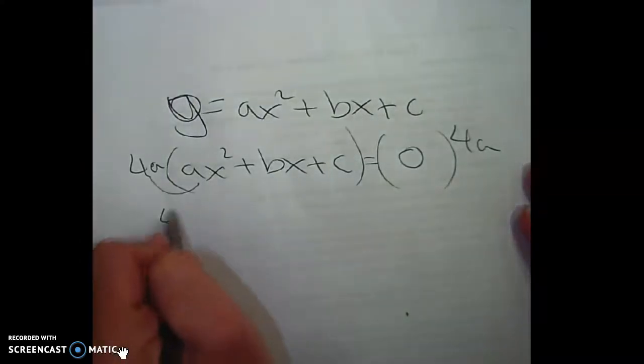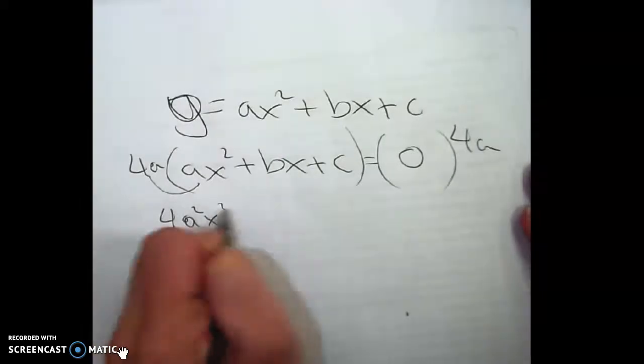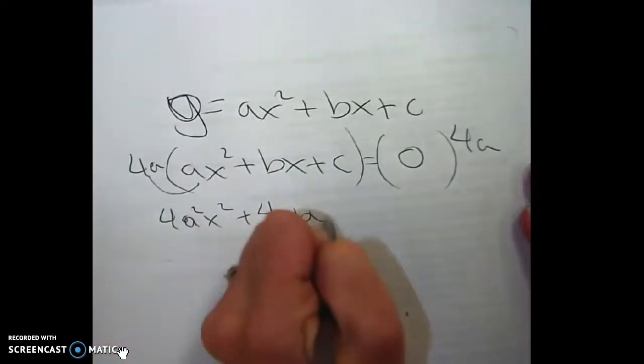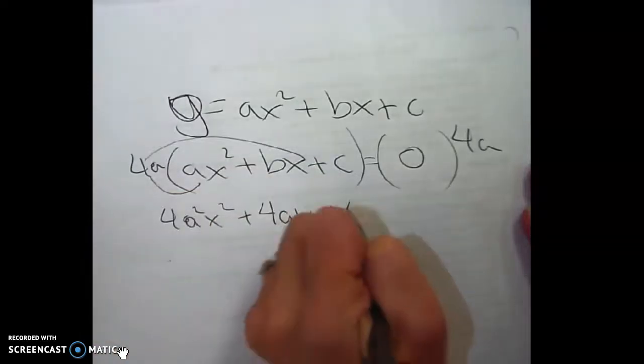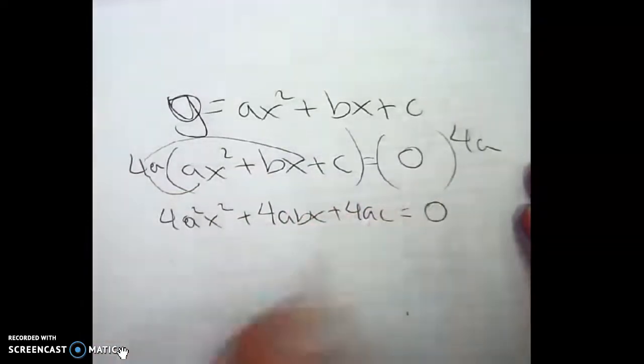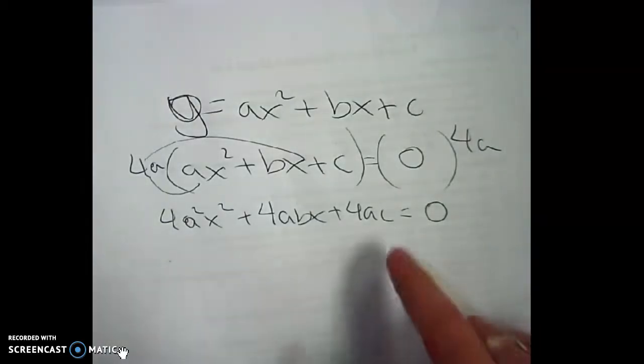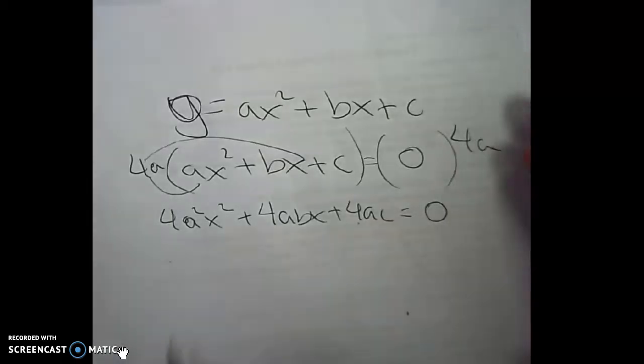So I distribute, and I distribute, and I distribute, and anything times 0 is 0. So I don't know if you remember when you solved by completing the square that the next thing you did was you moved that last number over.